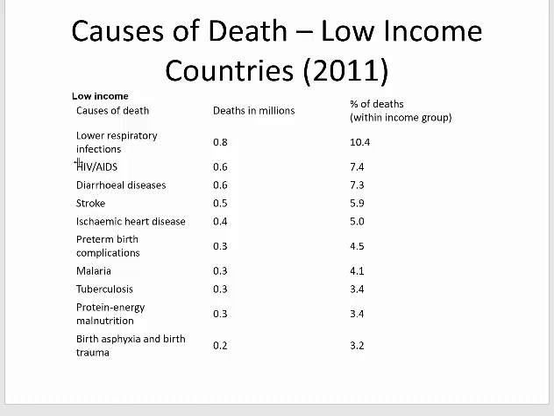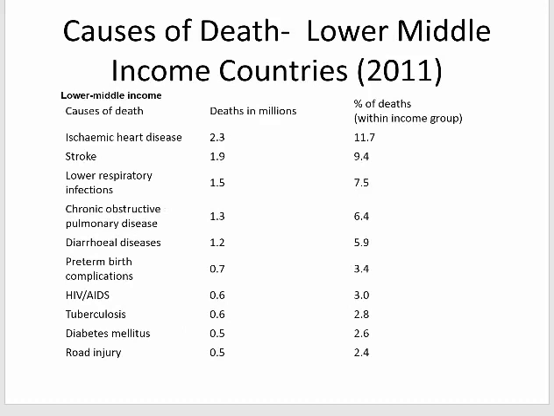However, HIV/AIDS and acute lower respiratory infections like pneumonia are still a major cause of death in poor countries, as are malaria, tuberculosis, and other things that you've not heard of, like protein energy malnutrition, which we'll talk about a little bit later. As you move to middle income countries, countries that are not really poor, but not rich either, heart disease starts to make its way up.